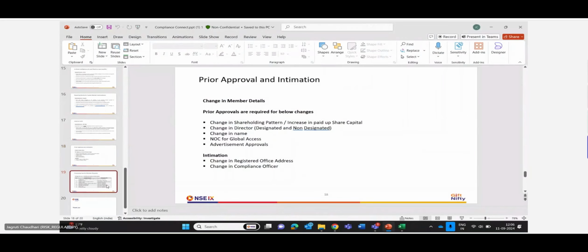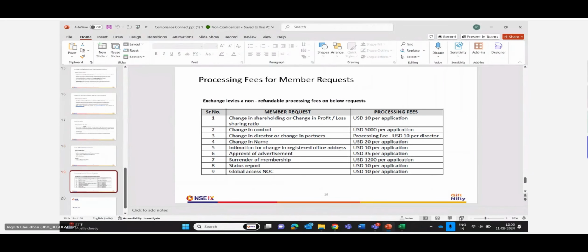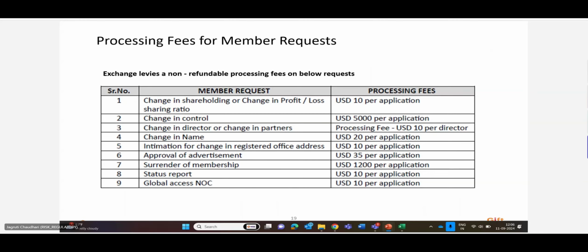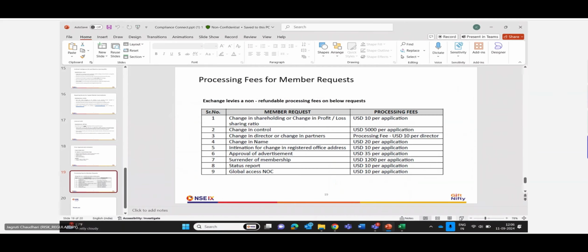Now coming to any event-based request put up by broker dealers. These are the request fees and processing fees for the requests, and these are all there on our website. So I can just show it to you.